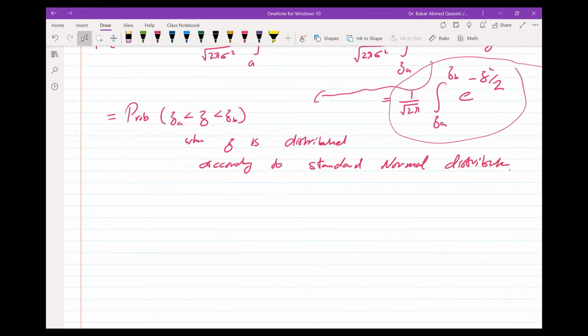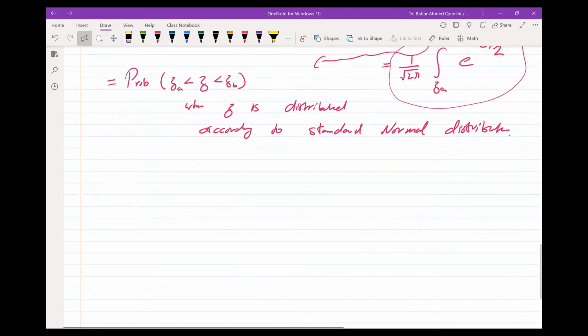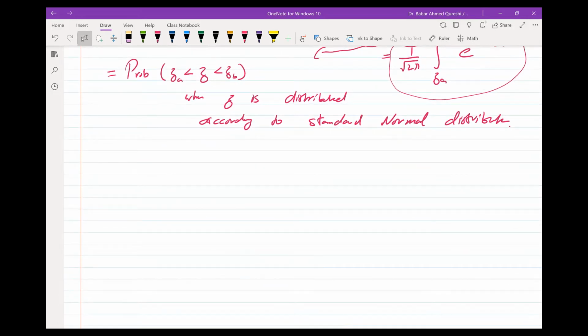So that means any probability for any normal I have to compute, I can do it in terms of probabilities for the standard normal. And in fact, this is given when I compute this. So suppose you want to compute for the standard normal.